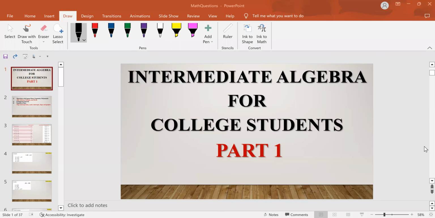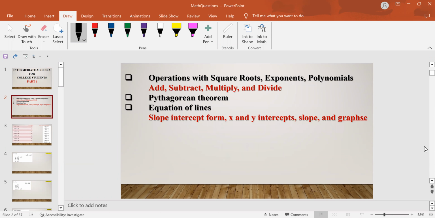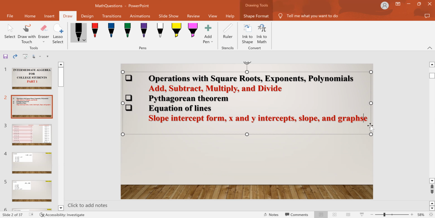Intermediate Algebra for College Students, Part 1. In this video, we'll see operations with square roots, exponents, and polynomials, where we'll add, subtract, multiply, and divide, the Pythagorean theorem, and equations of lines, where we'll see slope-intercept form, the x- and y-intercepts, slope, and graphs. Let's make this correction.